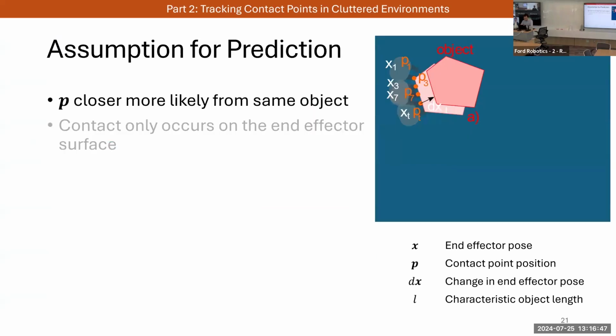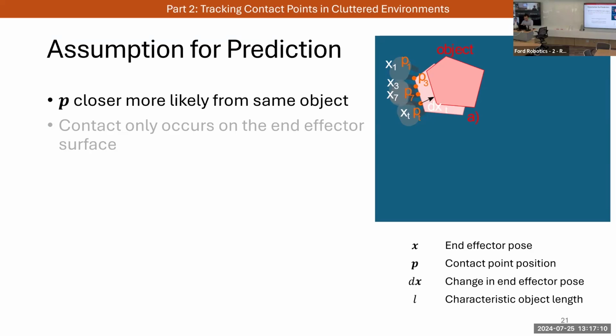So our prediction model for the update is based on the simple assumption that points closer together are more likely to have come from the same object. So in the diagram here, we've made contact at time t and observed contact point pt. We then predict the movement of all the previous contact points by sampling their connection to the new one.